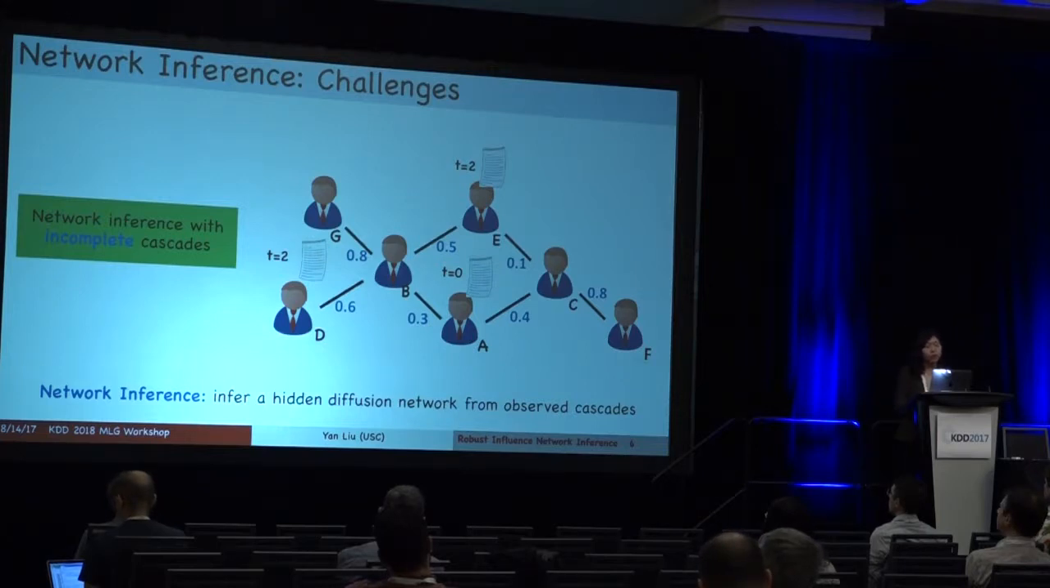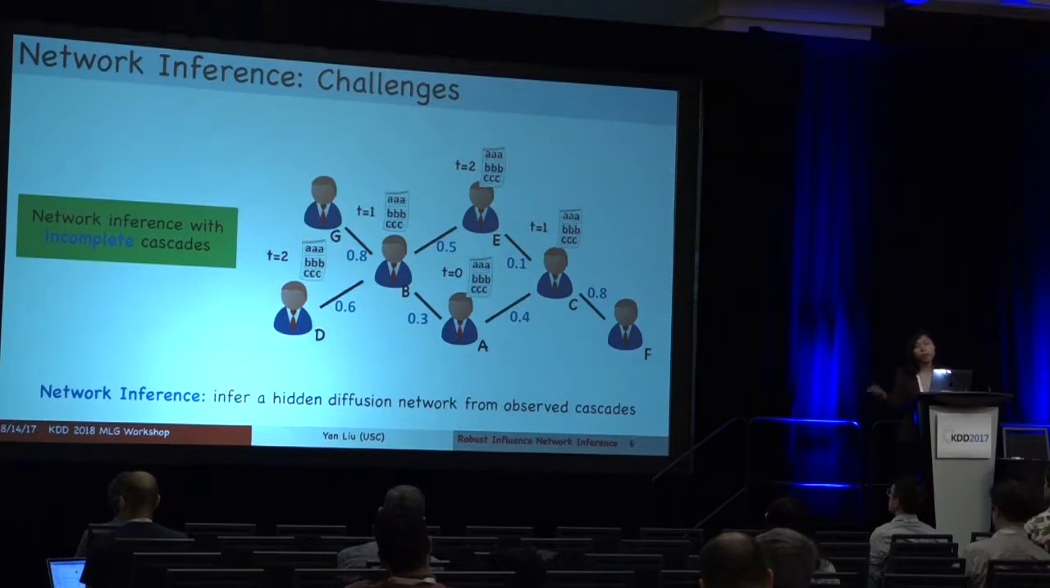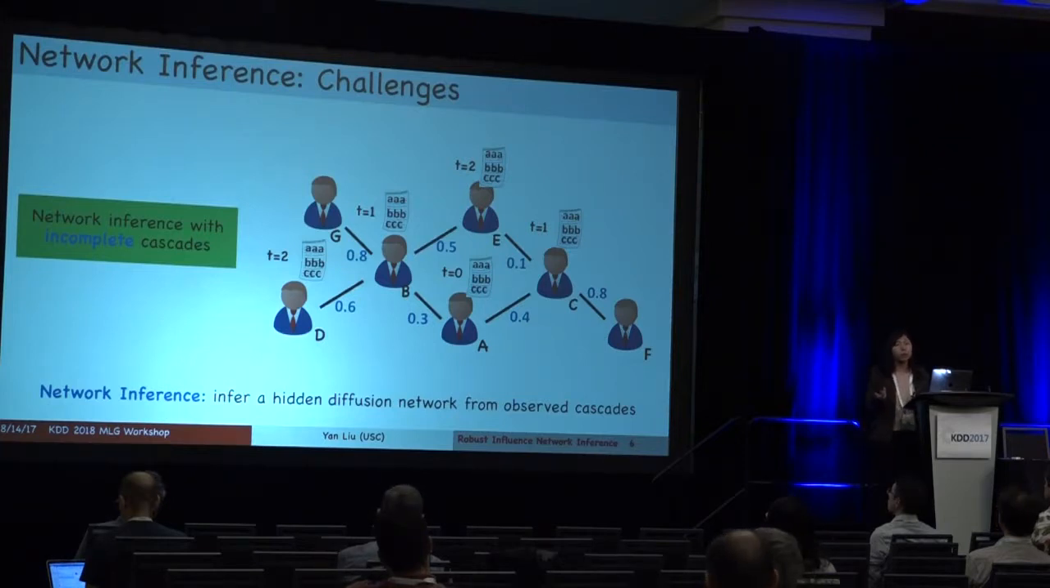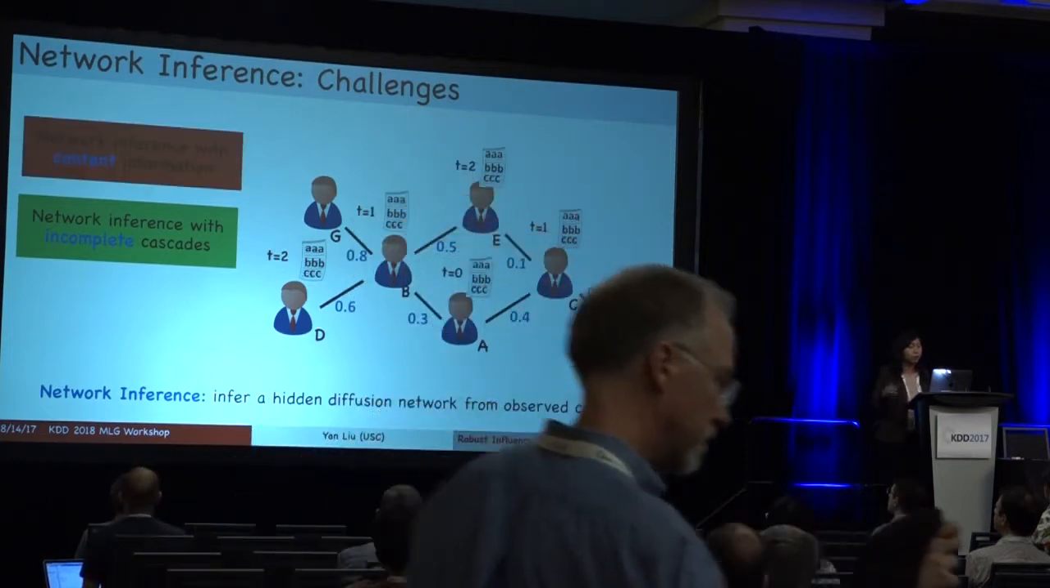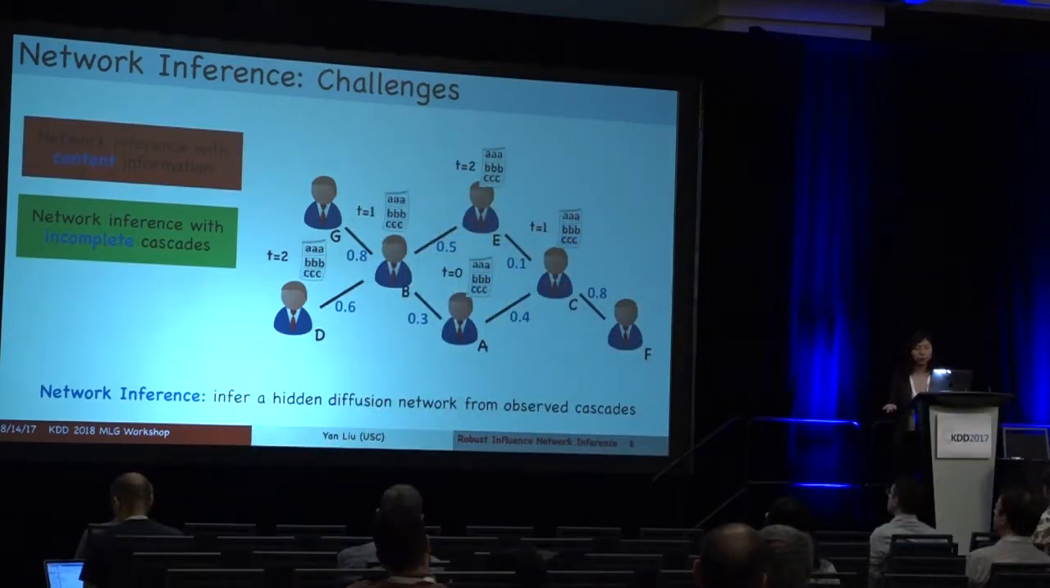That is one challenge. The other challenge is the following scenario. Most social media websites involve not only activity, such as whether a user clicks on something, but also users posting content, such as news tweets or Facebook updates in their news feeds. That means we are trying to analyze information from both the event activity, that is the cascade, and the content information. Therefore, we call this challenge network inference from content information.